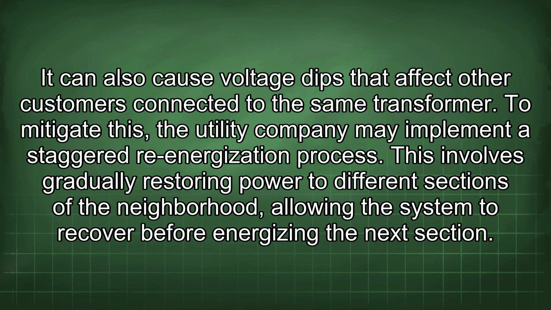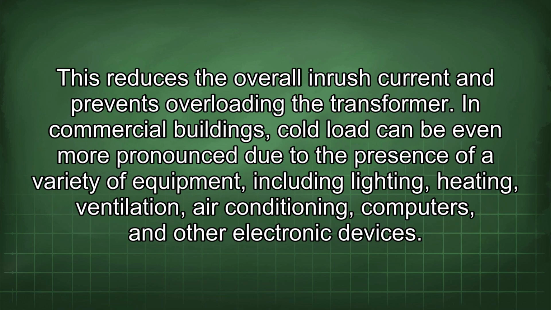It can also cause voltage dips that affect other customers connected to the same transformer. To mitigate this, the utility company may implement a staggered re-energization process. This involves gradually restoring power to different sections of the neighborhood, allowing the system to recover before energizing the next section. This reduces the overall inrush current and prevents overloading the transformer.